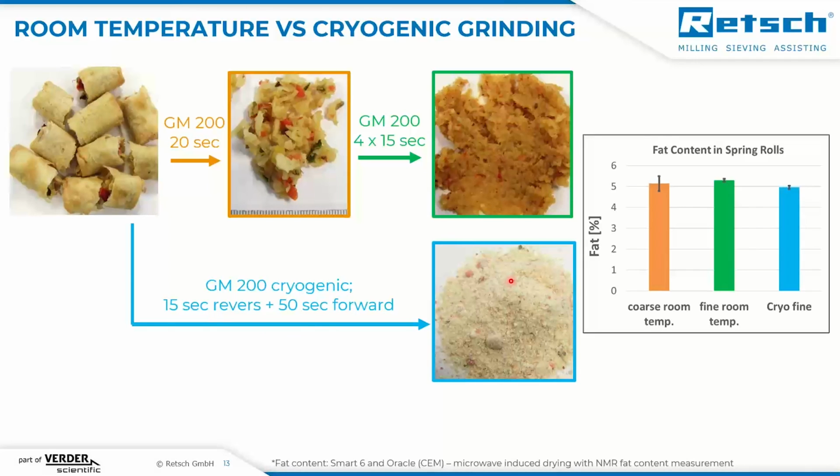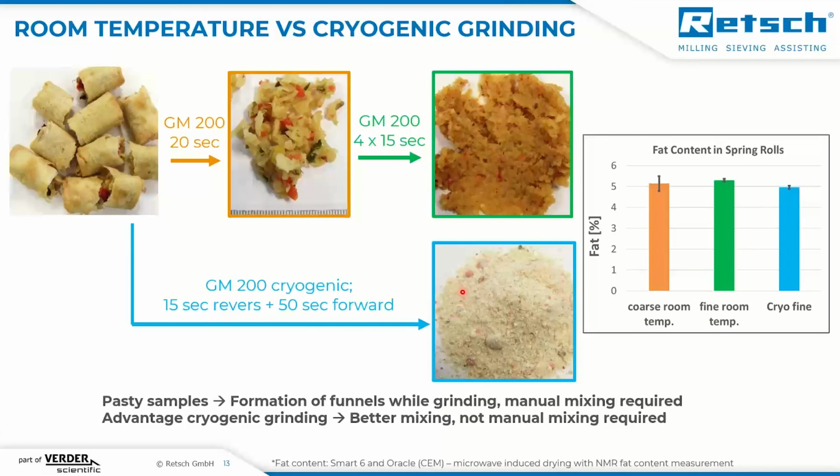And now if we measure again the fat content and the standard deviation, we see that we come to similar results in the fine ground sample, whether it was done at room temperature or cryogenically. But the advantage of cryogenic grinding is that at room temperature you achieve pasty samples like this, and this sticks. So what happens in a knife mill?